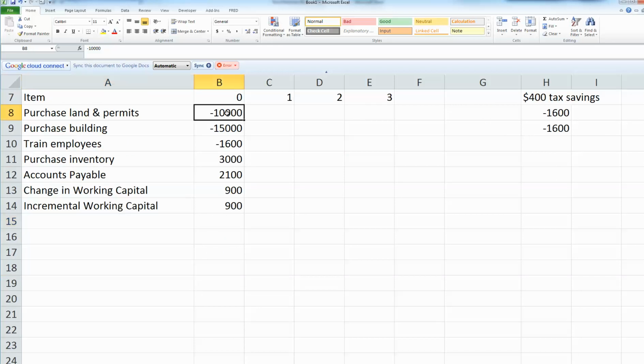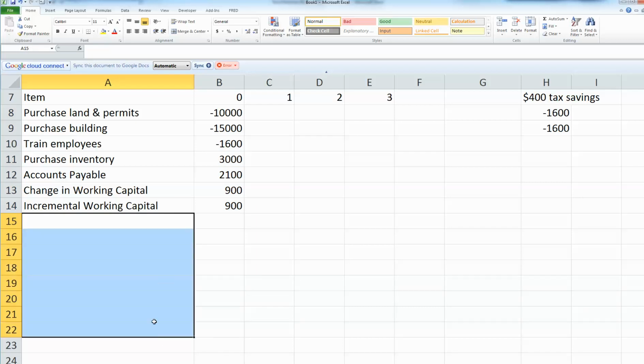Eventually I want to total all of this, or some of it, but I'm not quite ready to do that yet. I have some more items I want to add here for years 1 through 3. Once I get all of those incorporated, I will tally my final value for cash flows.